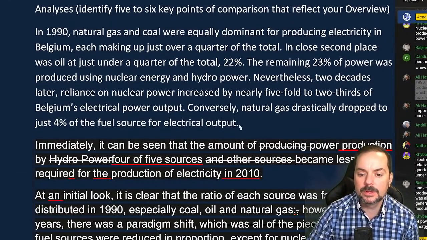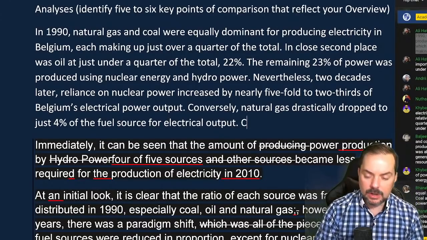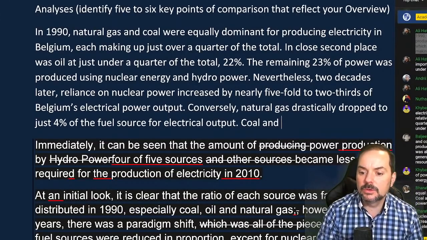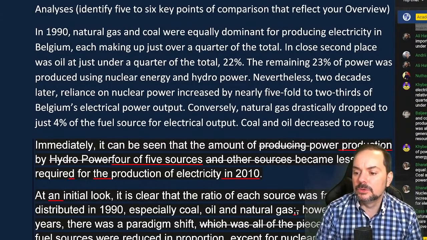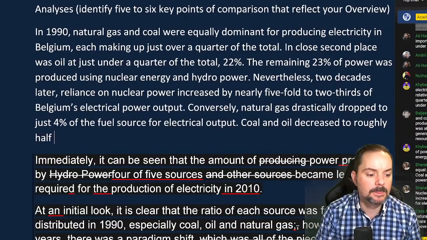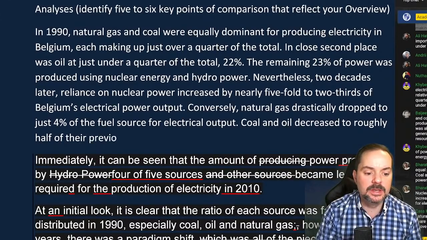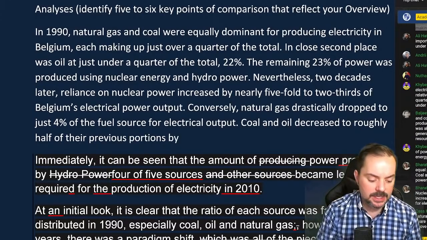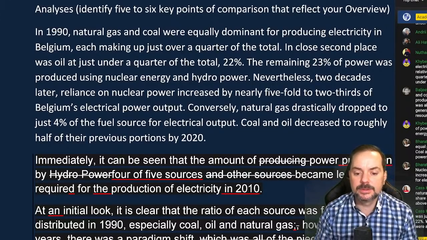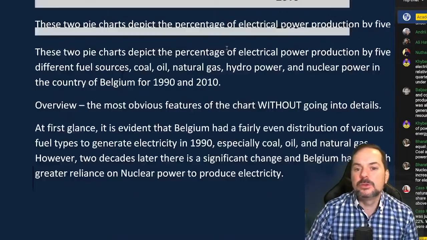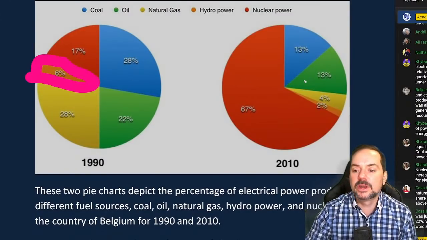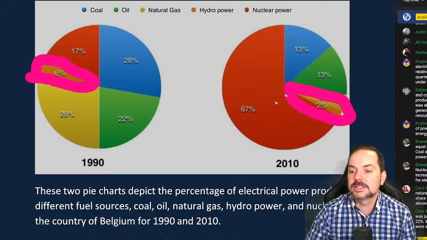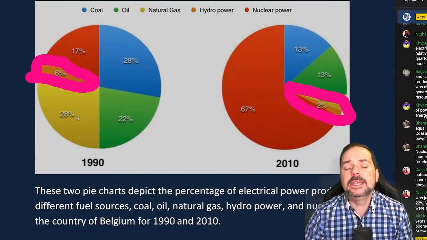Okay. So coal and oil decreased to roughly half of their previous portions by 2020. Okay, and if you're really fast and you want to, kind of talk about the hydropower as part of it here. So we've got hydropower, these little tiny slices there. You can, it's not key information.